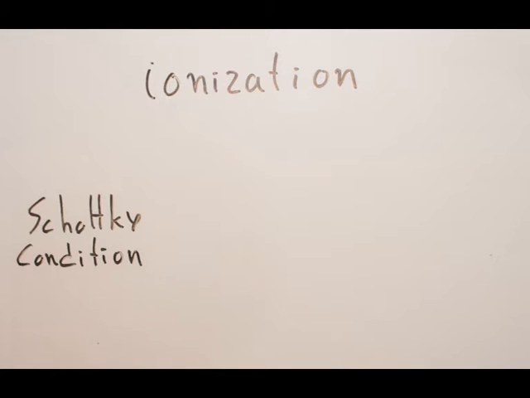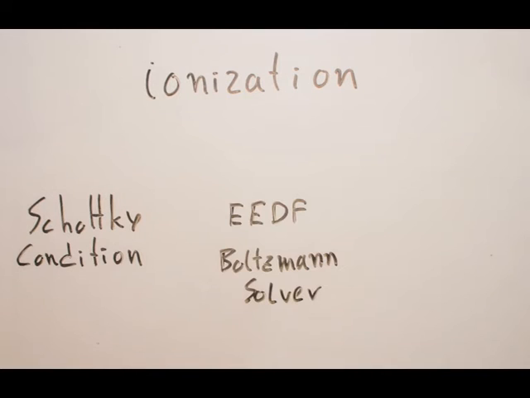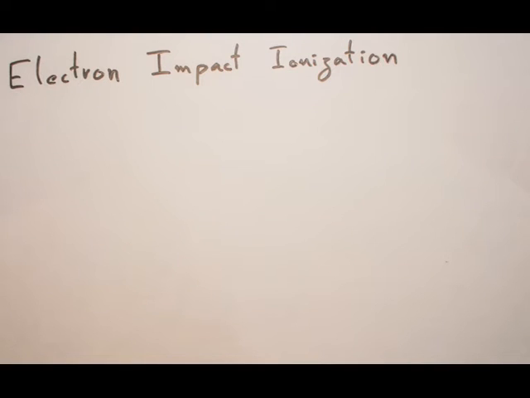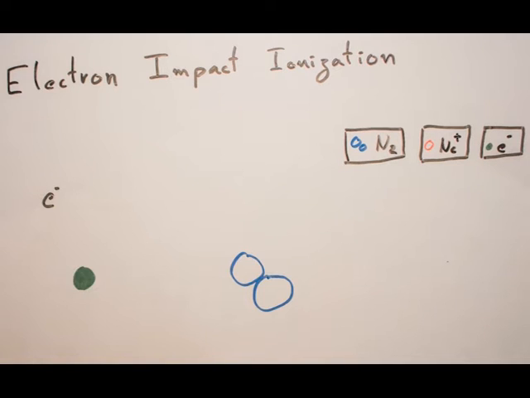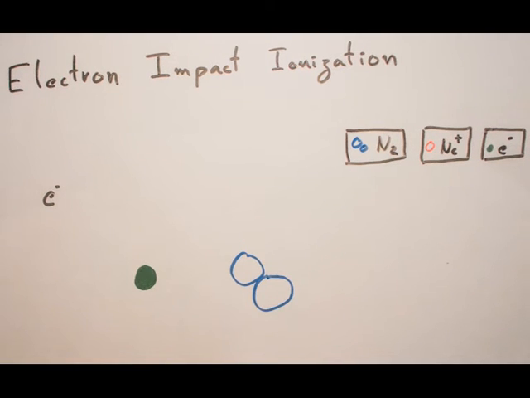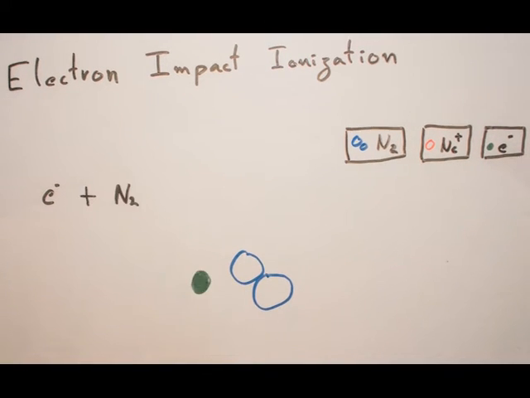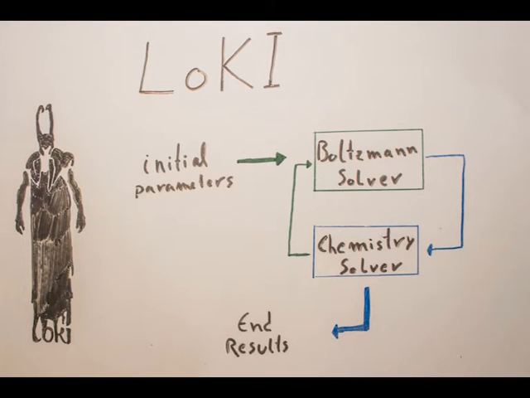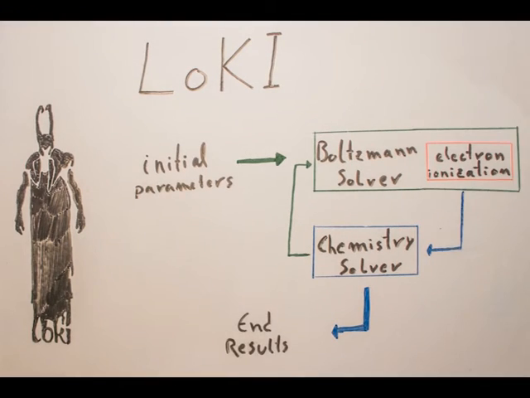So by now we have encountered ionization many times. It is important to test the Schottky condition, to calculate the electron energy distribution function, and to calculate rate coefficients for the chemistry module. One of the most important types of ionization is the electron-impact ionization. This is a process in which a high-energy electron collides with a neutral particle, producing two electrons and a new ion. My work will be to program an ionization routine in the Boltzmann solver.